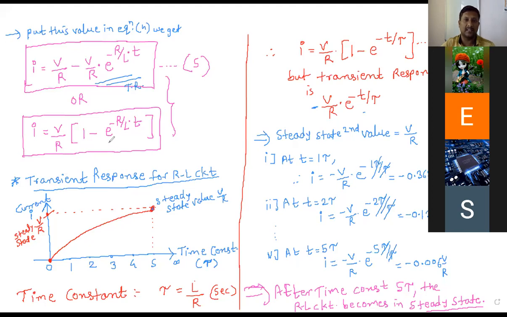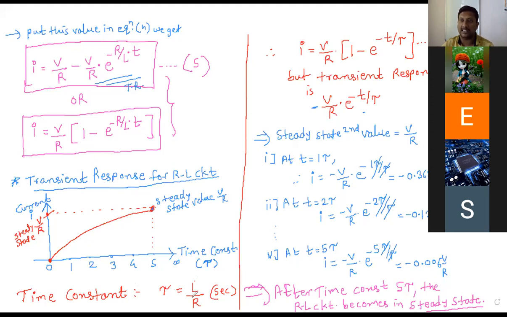One is the equation. Another is, after what time will the steady state be reached in an RL circuit? That answer is 5 tau. So tau means what? Time constant. Tau is defined by L by R.